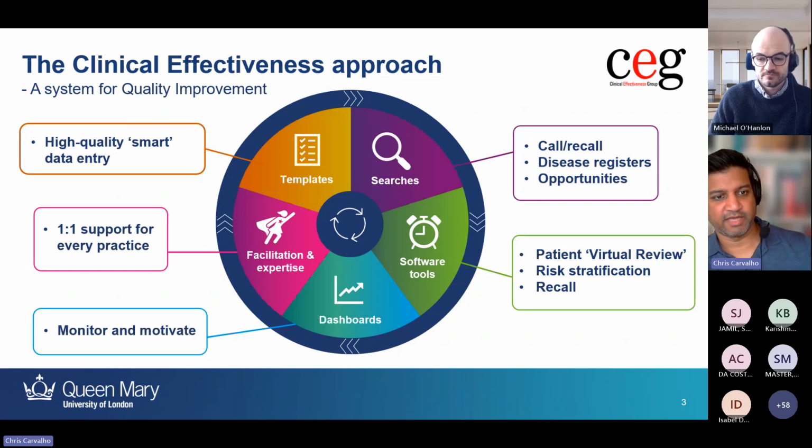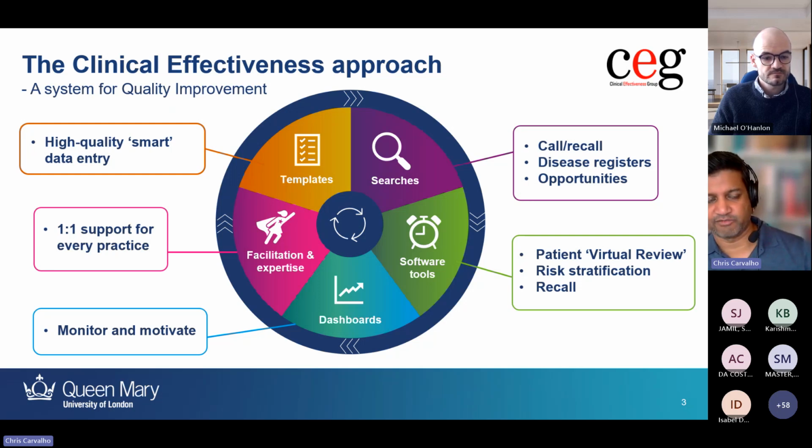But crucially here, one of the big things that helps practices in the data quality and the searches and in the indicator achievement is facilitation. That's facilitation through our facilitators that work very closely with you in your practices, but also the expertise provided by people like myself and Mike and others who work within CEG with the practices, to provide the expertise on how to make that improvement, how to take that data and use it to drive improvement in healthcare. This is essentially showing that there's not one thing that's going to make a difference.